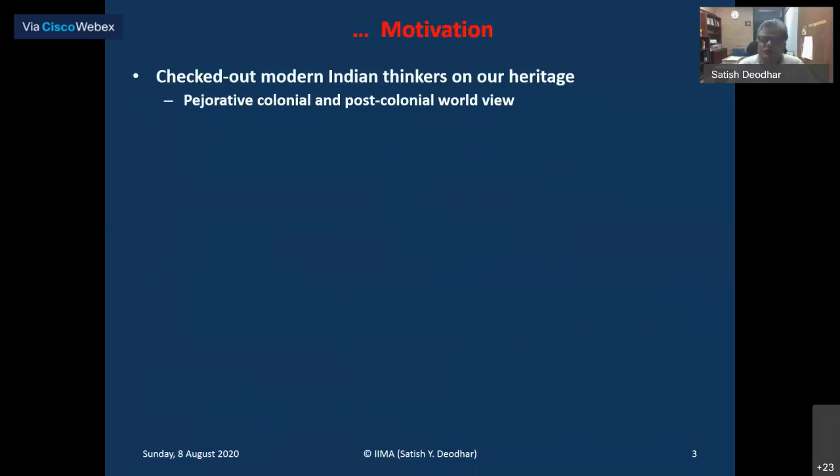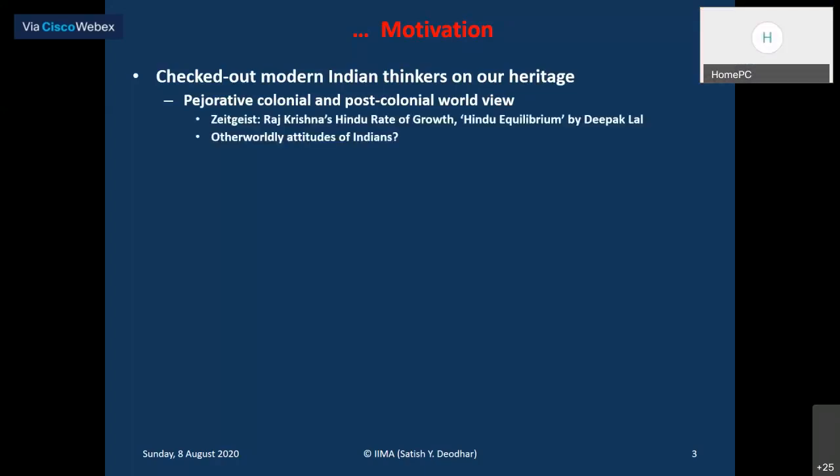colonial period and even the early post-colonial period, people were extremely perceptive of our own past. For example, the zeitgeist of the time was Raj Krishna, one of the foremost economists in the early part of India's post-independence. He called India's slow GDP growth rate, which was barely 3% per year, which turns out to be probably sometimes only 0.6% per capita per year, because population was also growing, very low, and he called it the Hindu rate of growth.